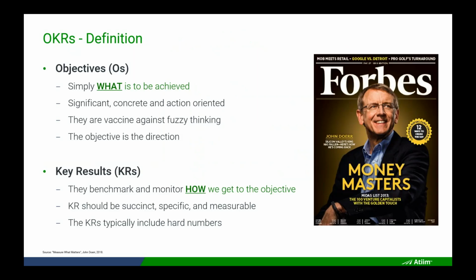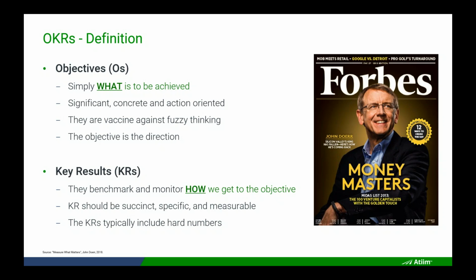So let's talk about definitions as John Doerr defines it. So an objective is simply the what is to be achieved. And by the way, we will have examples of OKRs here so that it's not super confusing, kind of in abstract, and we'll get specific. But just bear with me here. Objectives are the what. They're significant, concrete, and action-oriented. They're vaccine against fuzzy thinking. And fuzzy thinking is definitely what you get without having any objectives in place.